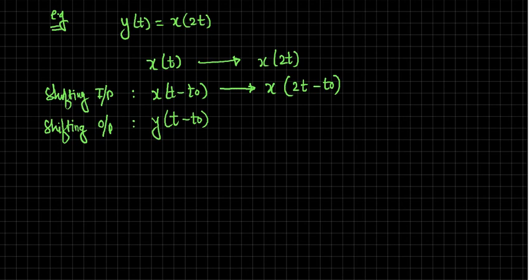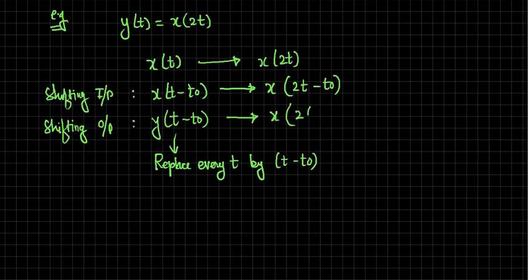That means every t is getting replaced by t minus t naught, not 2t. Every t is getting replaced, so let me write that. Replace every t by t minus t naught. That is true only while shifting the output, because we are directly making a change in the independent variable of the output. So what will it be? X of 2 in bracket t, the t changed, right? t minus t naught. Every t is getting replaced by t minus t naught.